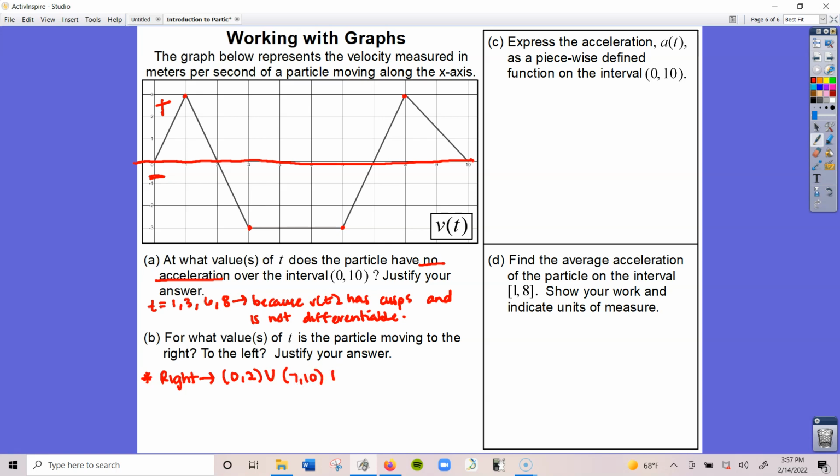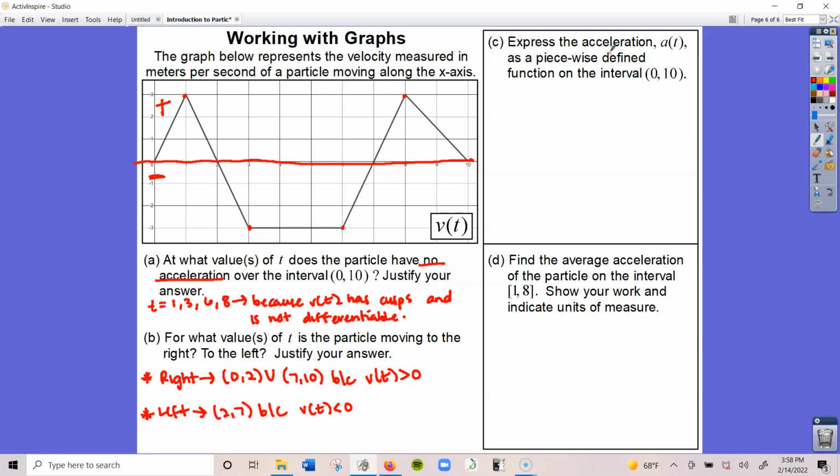And this is because v of t is greater than 0. Now it's moving to the left when it's below the x-axis, which is from 2 to 7. And the reason would be because v of t is less than 0.